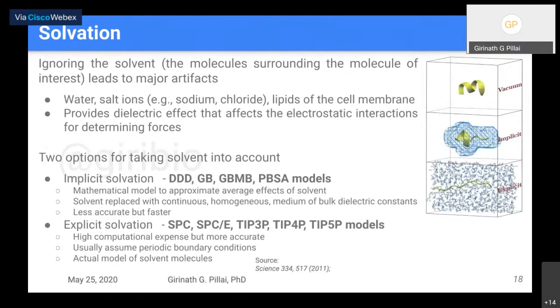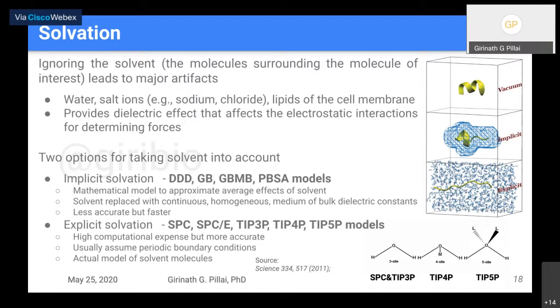Now, what is solvation? Ignoring the solvent leads to major artifacts because the system will be in vacuum. As you can see on the right-hand side of the slide, the situation will be in vacuum. But there are situations where water, salt ions like sodium chloride, and lipids of the cell membrane provide a dielectric effect that affects the electrostatic interactions for determining forces.